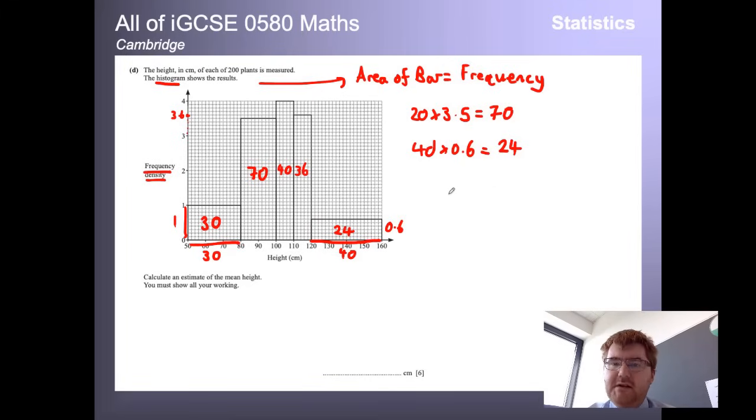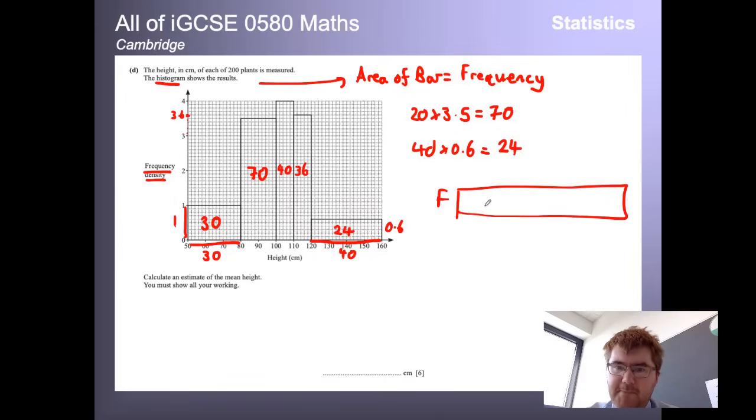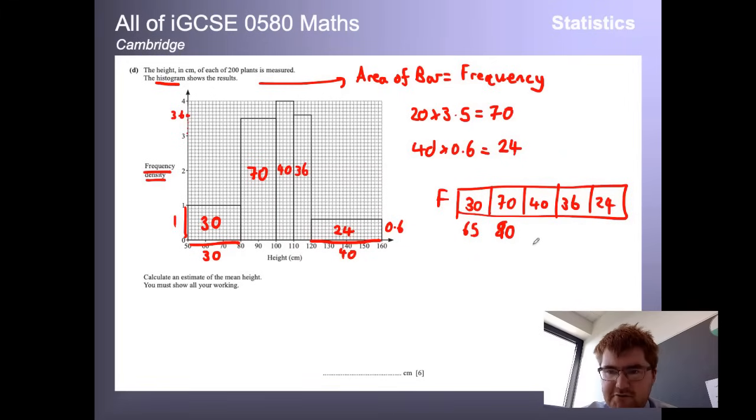So if we wrap this up in the way that we've done before, it's important to show the examiner our frequencies. So we have 30, 70, 40, 36, and 24. Now we need to work out an estimate of the mean. So what we need to do is take the midpoints of each of these categories. The midpoint between 50 and 80, halfway between those numbers, is 65. Halfway between 80 and 100 is 90. Halfway between 100 and 110 is 105. You probably see the pattern here. Next one's 115. And the last one, halfway between, is 140.